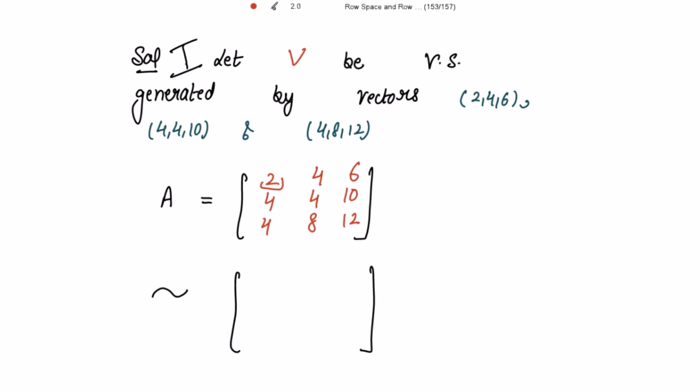For that, just divide row 1 by 2, or you can also say that the elements of row 1 are multiplied with 1 over 2. Writing the other rows as they are. To make this our leading element, we need to make the other elements of the first column 0.